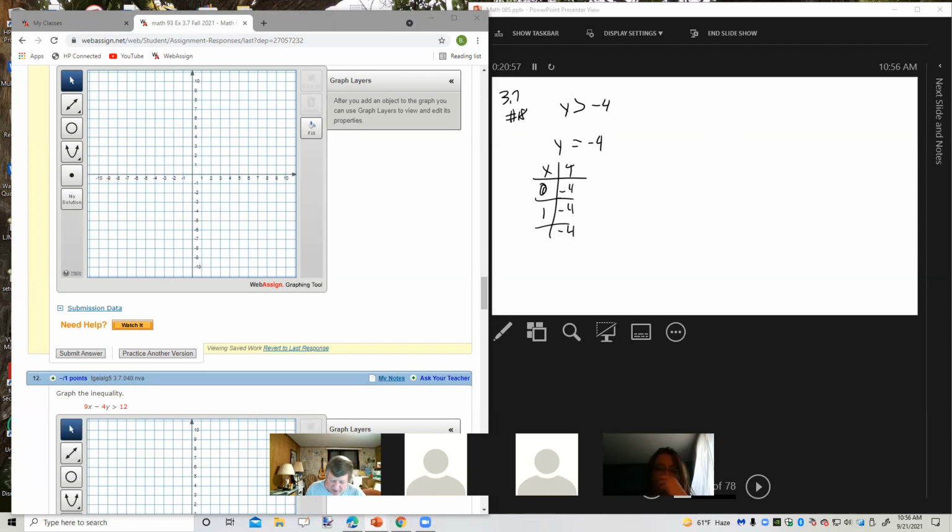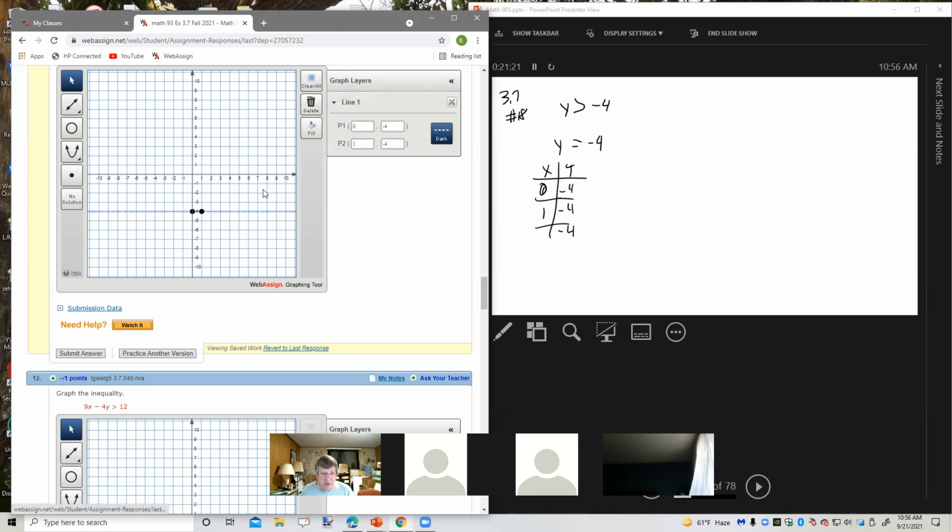Okay, so we could let x be 0, we could let x be 1. X can be whatever it wants to be because it's not even in the equation. But y is always negative 4. So let's see, y is negative 4, x is 0, x is 1, y is negative 4. There we get that line, horizontal line. Oh, but it just says y is greater than negative 4, so it's got to be dashed.